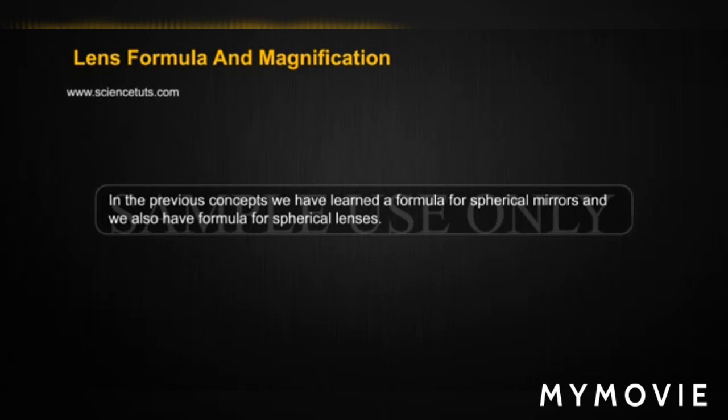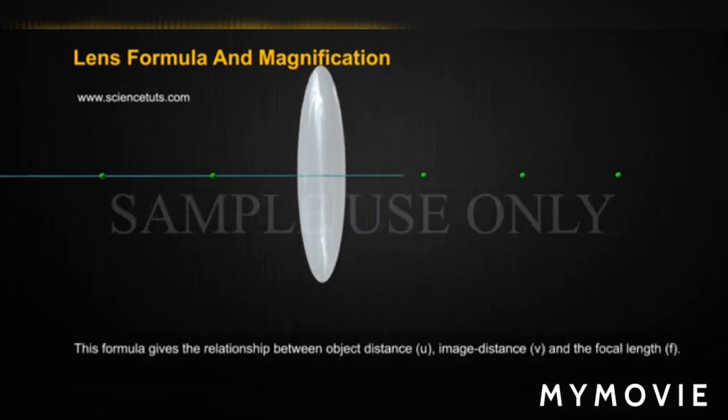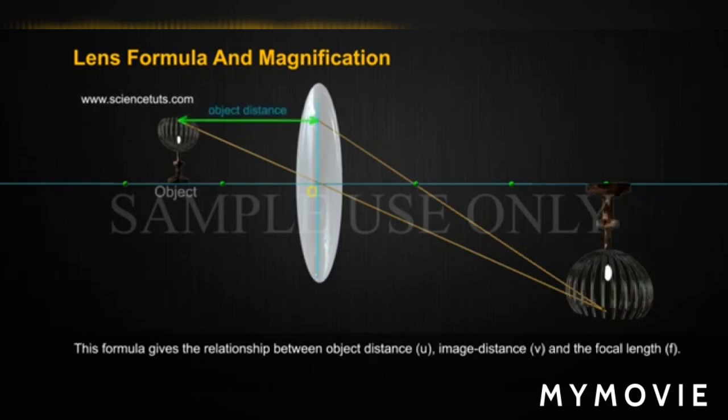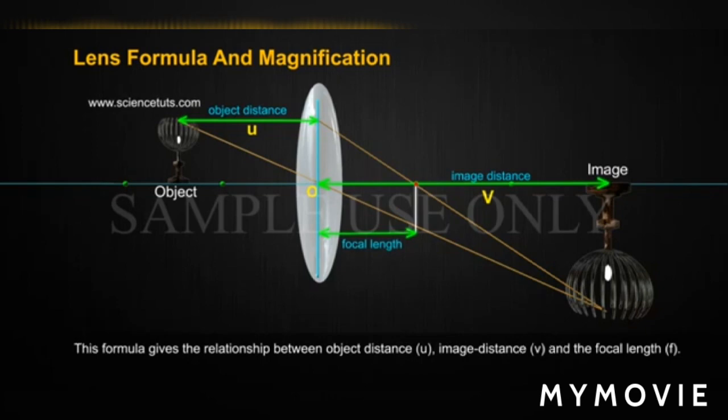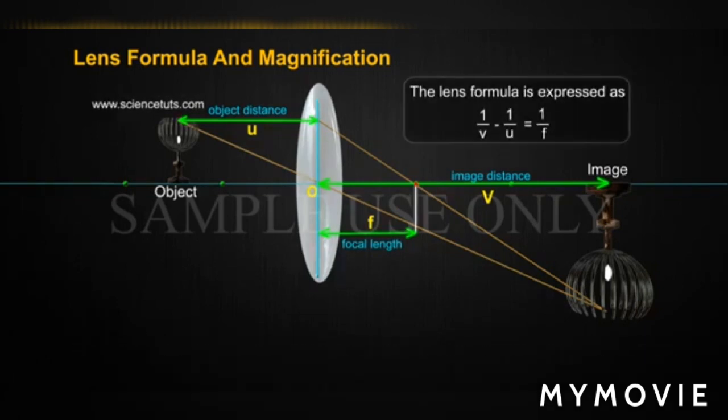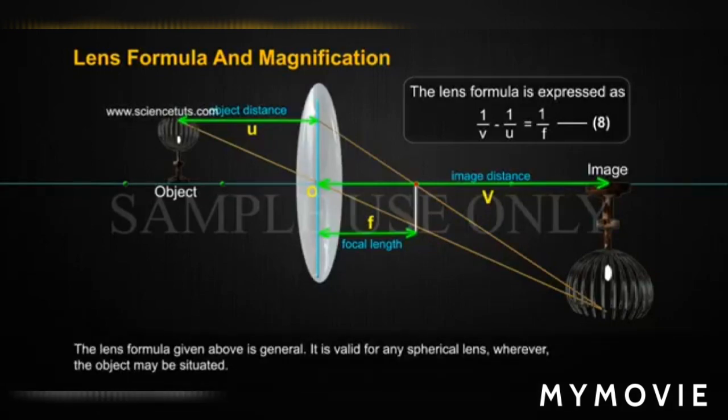Formula and magnification. In the previous concepts, we have learned a formula for spherical mirrors, and we also have a formula for spherical lenses. This formula gives the relationship between object distance u, image distance v, and the focal length f. The lens formula is expressed as 1 by v minus 1 by u equals 1 by f. Equation 8. The lens formula given above is general. It is valid for any spherical lens wherever the object may be situated.